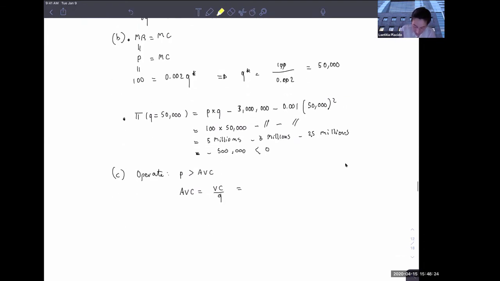Okay, so that's 0.001 times 50,000 to the power 2 divided by 50,000. Okay, so that's 50. So should the firm operate in the short run when we know that the price is 100? Okay, and this is higher than AVC, which is 50. Okay, so yes.